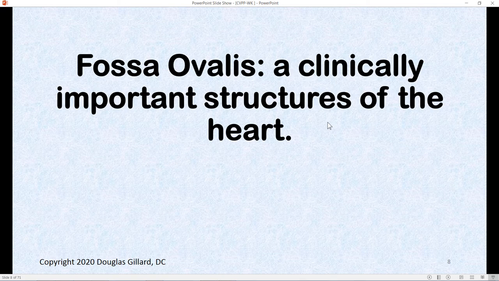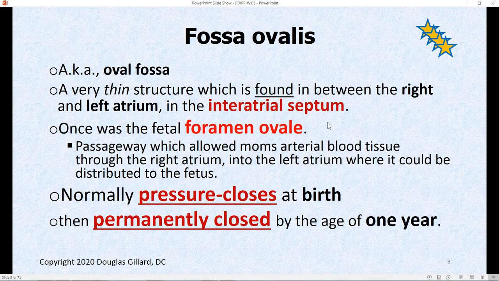And now let's get to this fossa ovalis thing, because that's really clinically important to the heart. It's a very thin structure, the fossa ovalis. It has a valve and a limbus. The valve is so thin, it's only one layer. It's formed by the first embryologic layer to lay down, which is called septum primum. The wall between the right and left atria, and the wall between the right and left ventricles, is made of two layers. But this fossa ovalis is mainly made of one layer, which makes it vulnerable to holes.